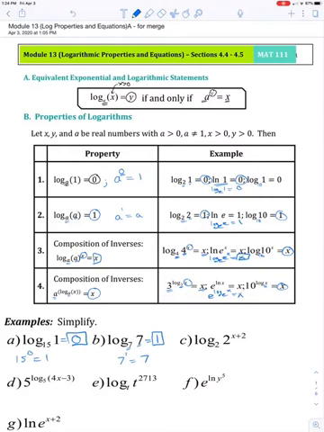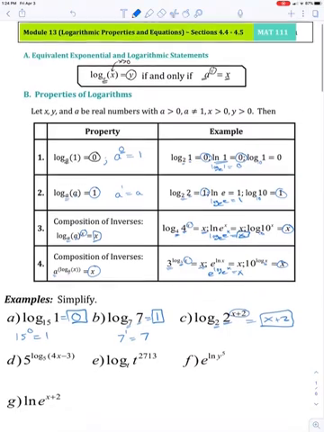Same thing going on here in example C. Log base 2 of 2 to the x plus 2, same bases. Whatever we have in the exponent is what we're going to be simplifying to. It simplifies to x plus 2. 2 to the x plus 2 power is equal to x plus 2.